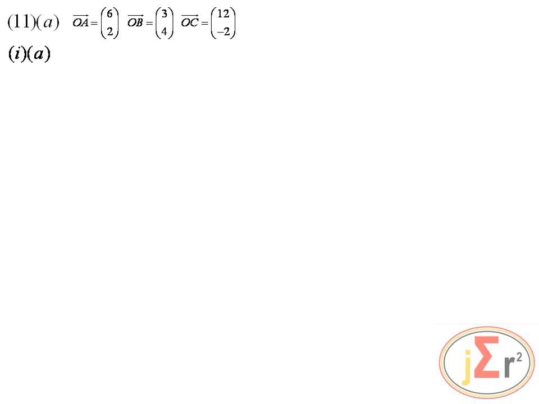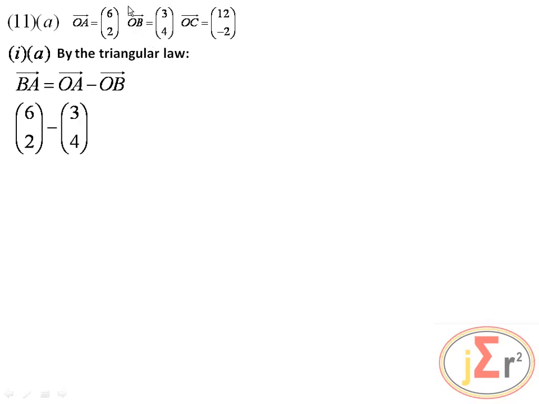In this section, we are required to find the two vectors and show that we are capable of answering the rest of the problem. By the triangular law, because we are required to find BA, BA is equal to OA minus OB. We have OA right here, we have OB right there. All we need to do is subtract: 6 minus 3 is 3, 2 minus 4 is negative 2. That's all there is to it. So BA is (3, -2).